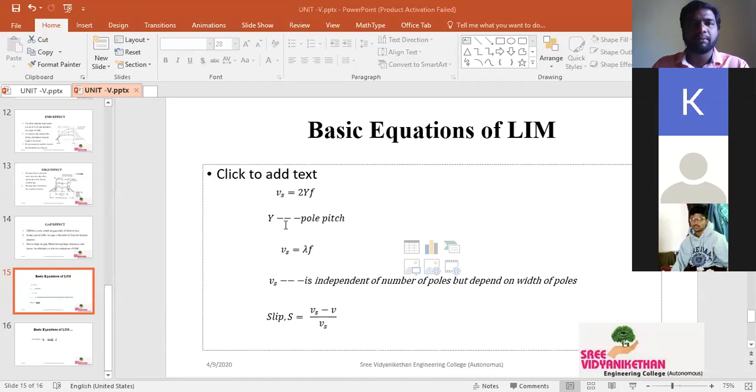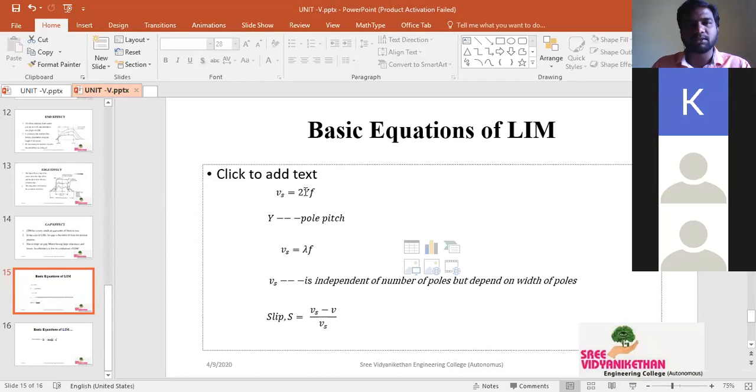Now, coming back here, we have an equation Vs equal to 2τf, where τ is the pole pitch and f is the supply frequency, right? So the pole pitch is indirectly mentioning the width of the poles.